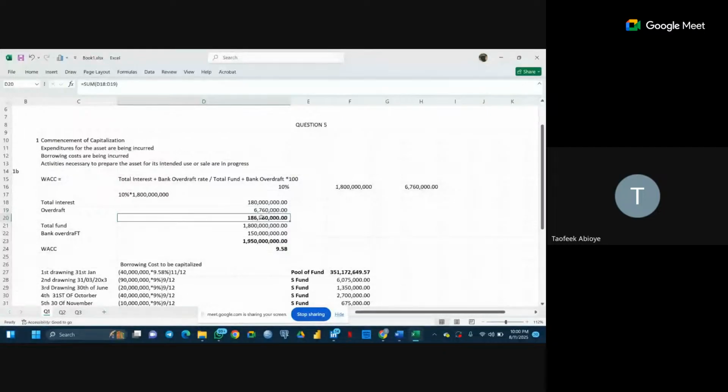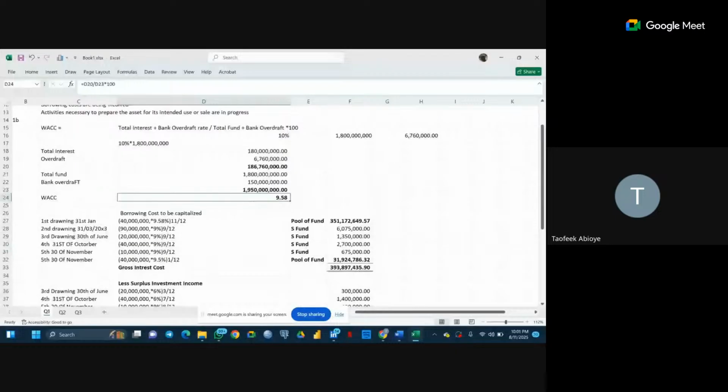Then the sources that we are paying this from, this is the total fund we borrowed. The sources we are paying this from, this is the total fund we borrow from them too. So the addition of these two gave us this. Now, let's go back to the formula: total interest plus the bank overdraft divided by total fund plus bank overdraft. This is why we arrive at this 9.58 here.